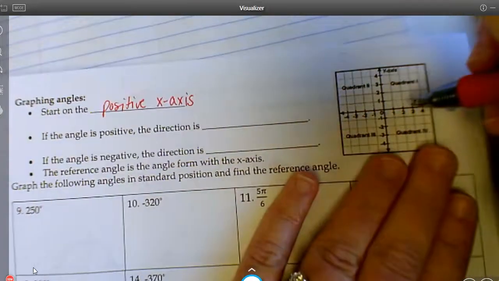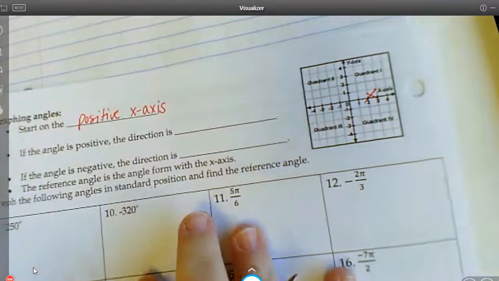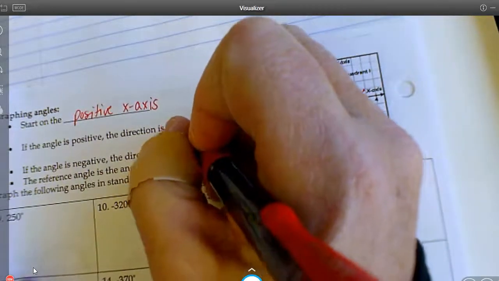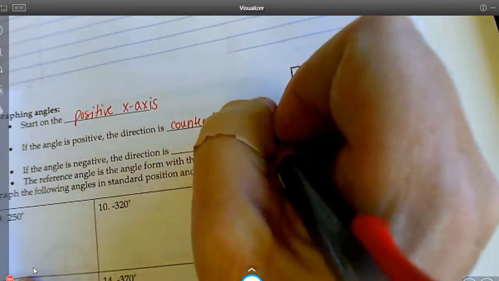That means you always start on the x-axis on the positive side. Every time. Now, you're going to have positive angles and you're going to have negative angles. In terms of a triangle, your triangles will always be positive, but negatives are represented for a different reason. So, if an angle is positive, the direction is counterclockwise. I'm going to show you what that means.